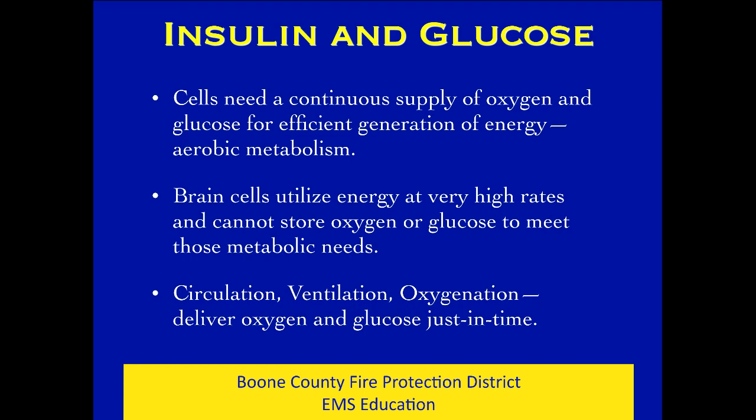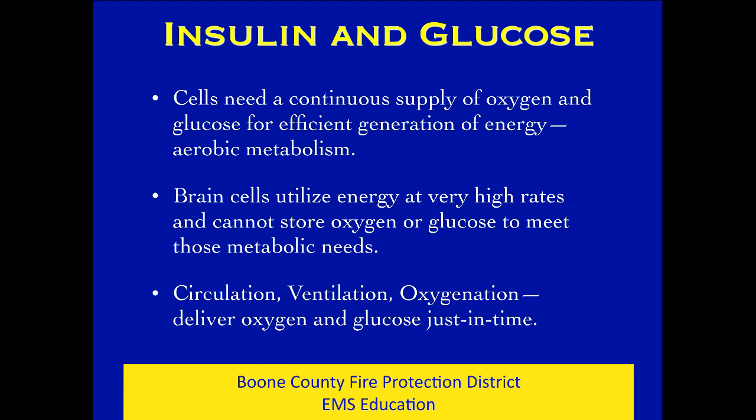Well, cells need a continuous supply of oxygen and glucose so that they can do aerobic metabolism. Aerobic metabolism is the efficient way for cells to make energy, as opposed to anaerobic metabolism, which is very inefficient. It's producing some energy, but aerobic metabolism, when you have oxygen, allows the energy to be made in a much more efficient way. So basically, bottom line is cells need glucose inside the cell.